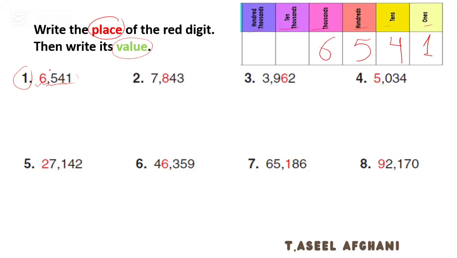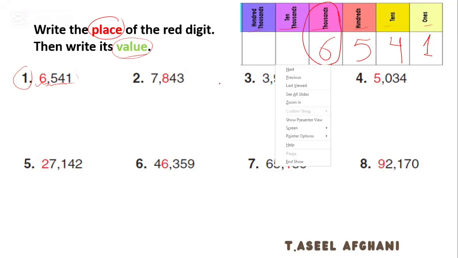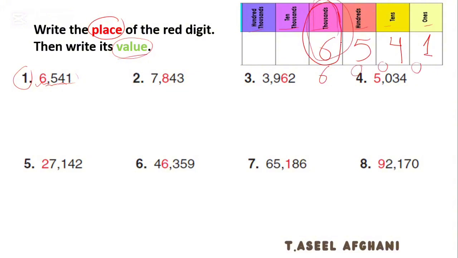What is the place of number 6? The name of the place, the name of the position, which is thousands. Good job. So it is thousands place. What about the value? If you have 6 in the thousands place, that means you have 6,000s. So the value is going to be 6,000s. 6 and 3 zeros.